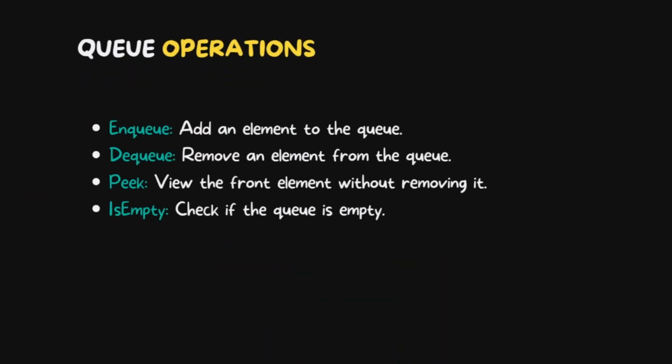Now, let's talk about the operations you can perform on a queue. Enqueue operation, adding an element to the rear of the queue. Dequeue operation, removing an element from the front of the queue. Peek operation, viewing the element at the front without removing it. Is empty operation, checking if the queue is empty. These operations are simple yet powerful, enabling queues to function efficiently in various scenarios.